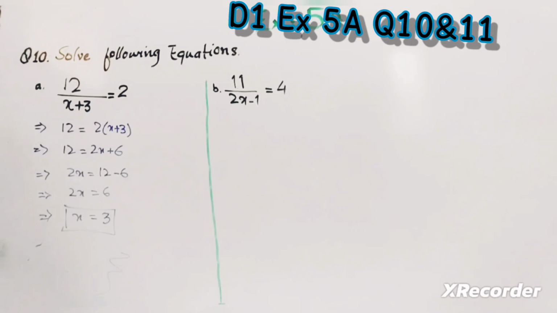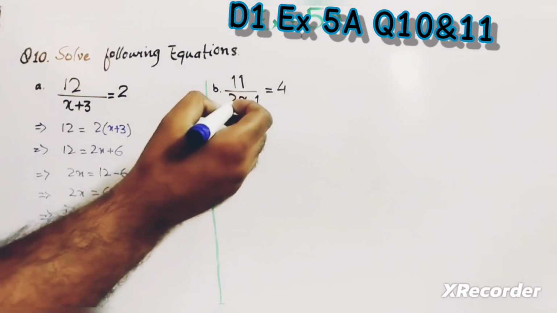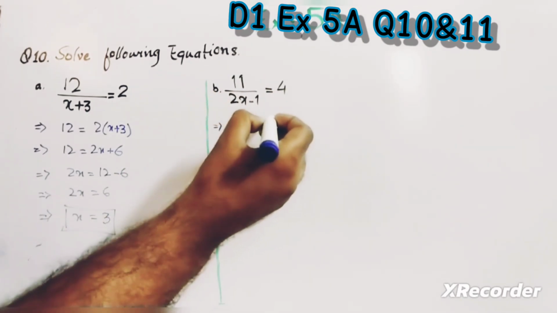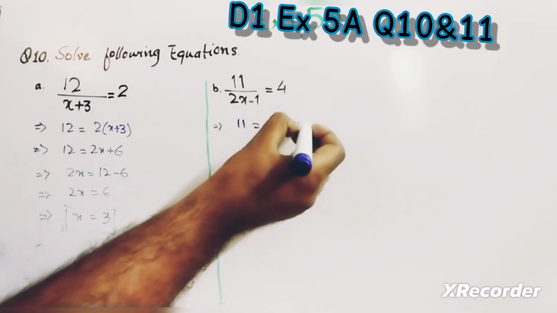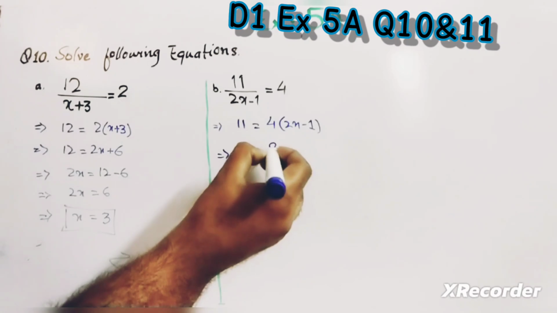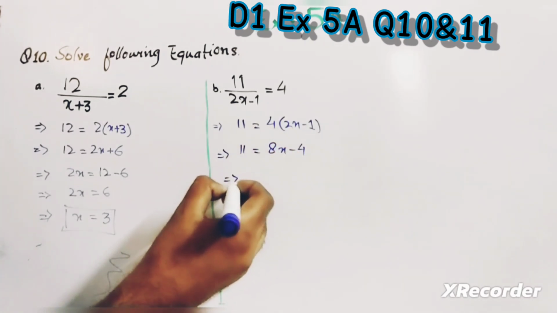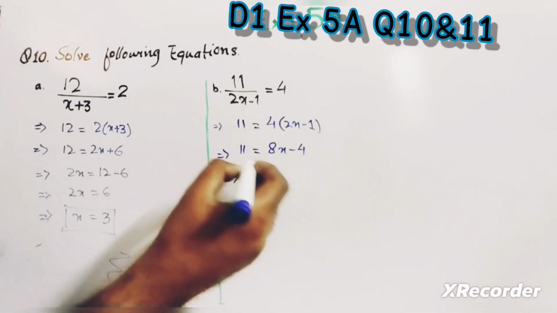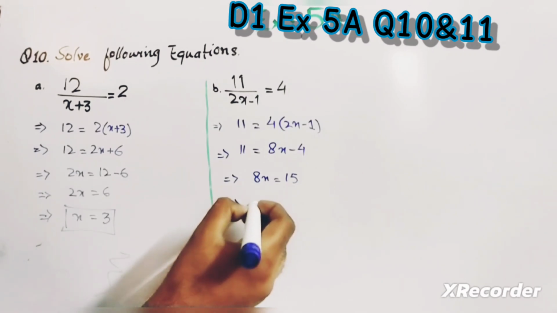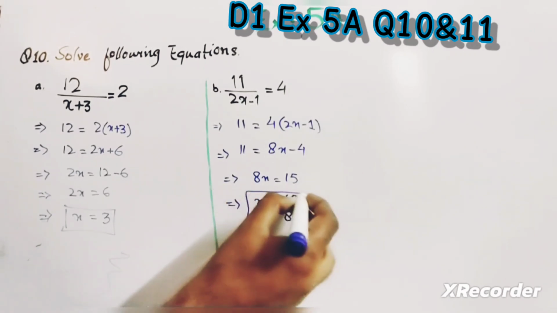Now moving to part B, 11 upon 2x less 1 is equal to 4. Let's start. Similarly, 2x minus 1 multiply with 4 like that. 11 is equal to 4 times of 2x minus 1. That will give us 4 times 2 is 8x plus minus minus 4 times 1 is 4. 8x is equal to 15, and hence x will become 15 upon 8, and that is our required answer.